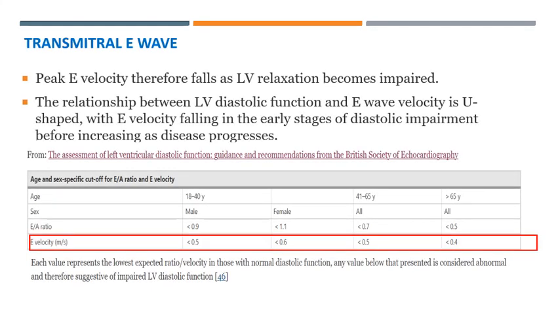E velocity therefore falls as left ventricular relaxation becomes impaired. The relationship between left ventricular diastolic function and E wave velocity is U-shaped, with E velocity falling in the early stages of diastolic impairment before increasing as disease progresses.